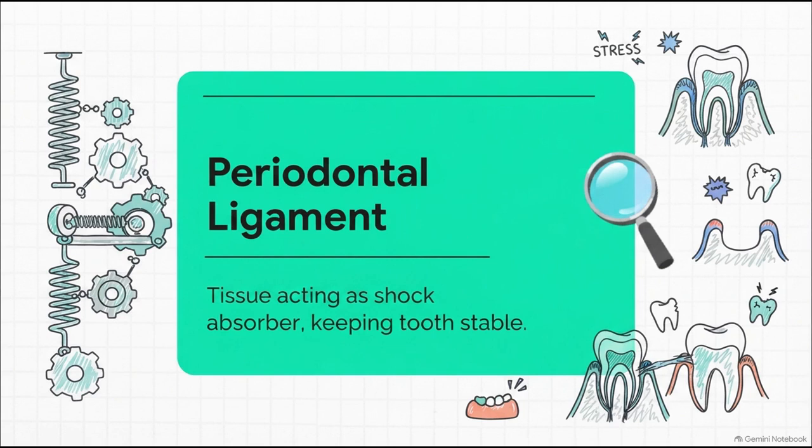Basically, think of this tissue as the tooth's built-in suspension system. It acts like a crucial shock absorber whenever you chew, enduring all that mechanical stress and keeping the tooth remarkably stable within its socket. When we get into periodontics, which is the treatment of the gums and supporting structures, this ligament becomes a major player.